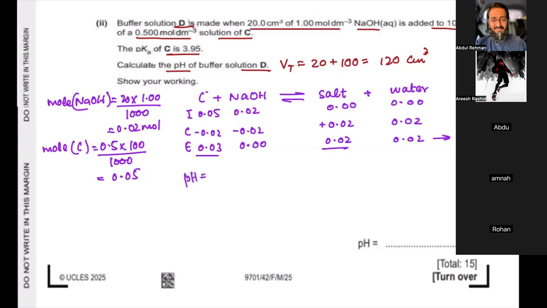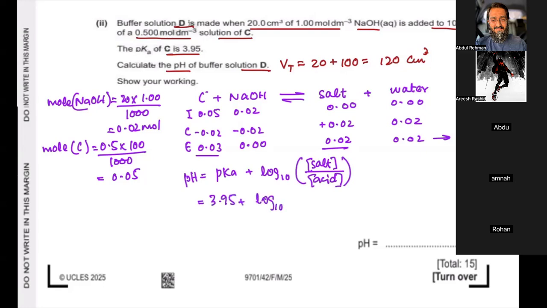So pH is equal to pKa, that is the expression for the buffer solution, plus log to the base 10 of the concentration of salt over concentration of acid. So now what you need to do is put in the values. pKa is 3.95 plus log 10.